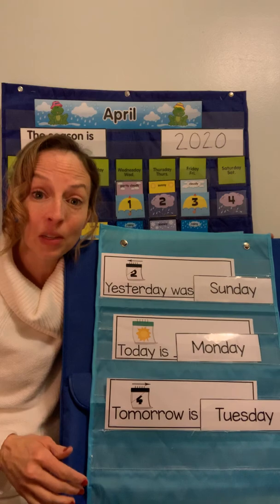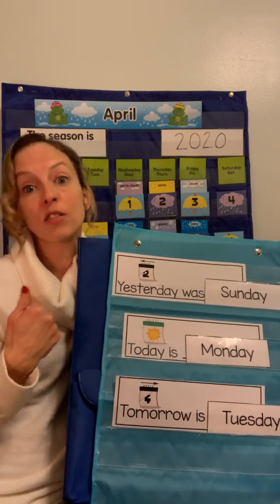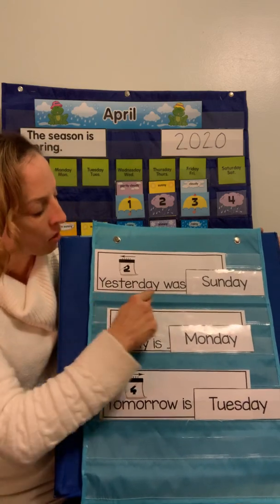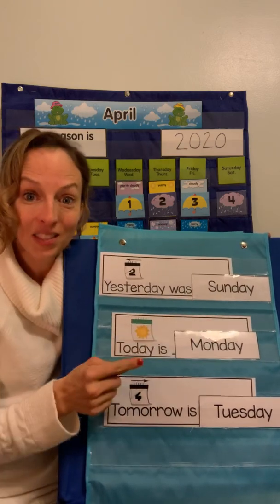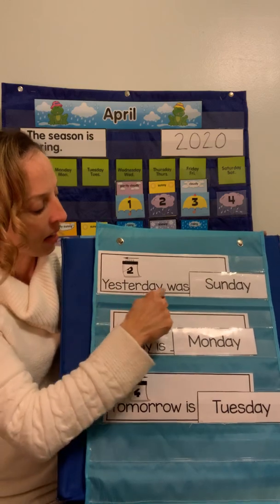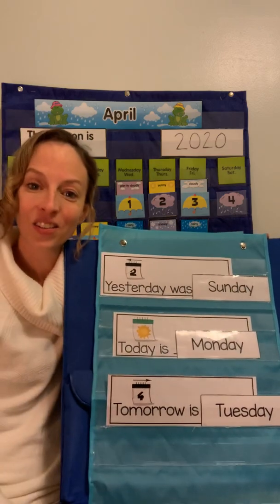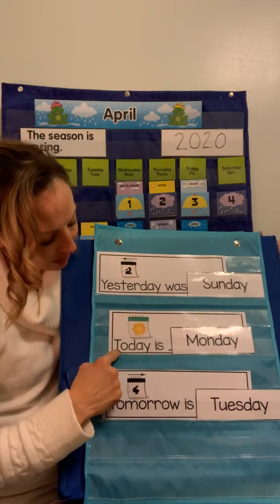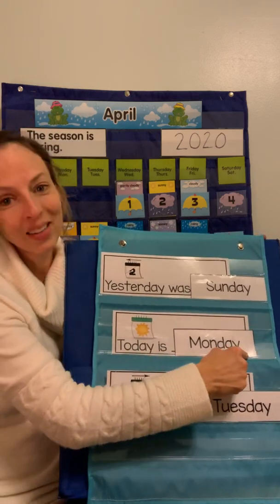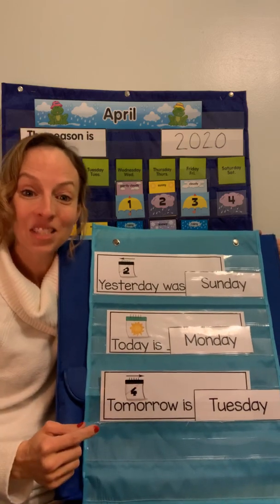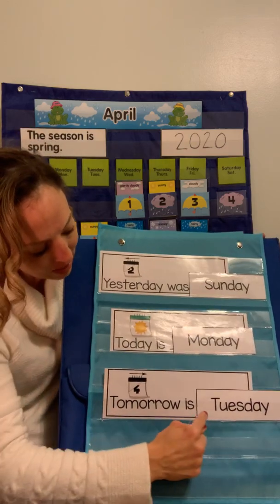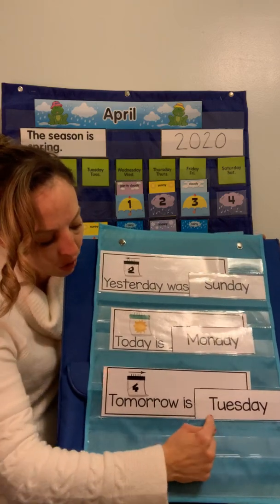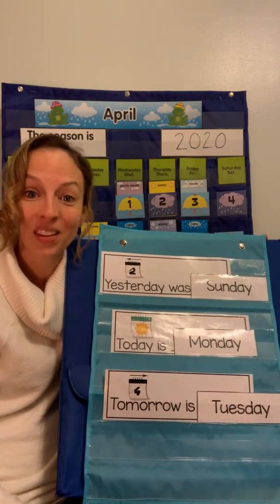All right, and let's read our sentences. I'll read each sentence first and then repeat it after me, okay? Yesterday was Sunday. Let's do it together. Yesterday was Sunday. Good job. Today is Monday. Okay, together. Today is Monday. Nice. Last one. Tomorrow is Tuesday. Let's do it together. Tomorrow is Tuesday. Good job.